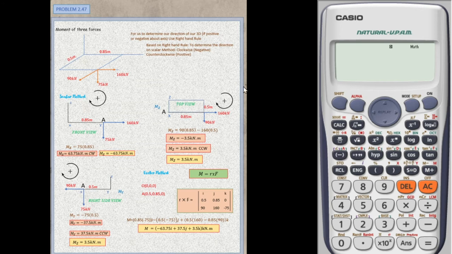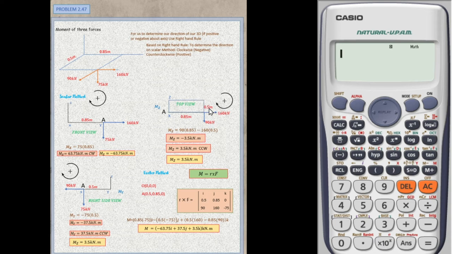So how about the z-axis? I am going to look at its top view. Looking at the top view, we can see 160 kilonewton, then 90 kilonewton, and 75 kilonewton around here. So we have 0.5 meter and 0.85 meter. Again, I will just assume clockwise positive. Assuming clockwise positive, it will be 90 multiplied by 0.85. This is positive, and then this will be negative since it is rotating in the counterclockwise direction.